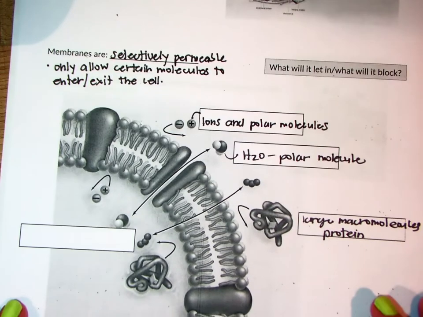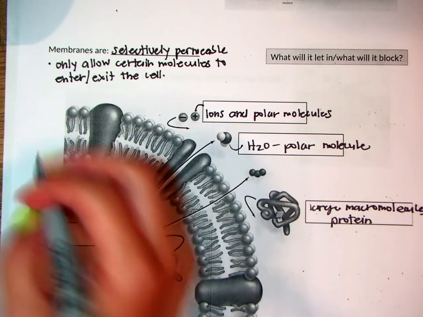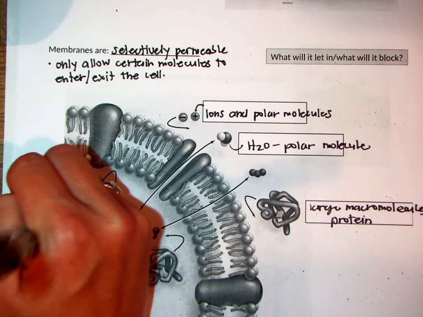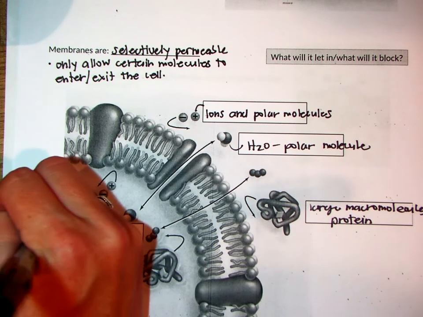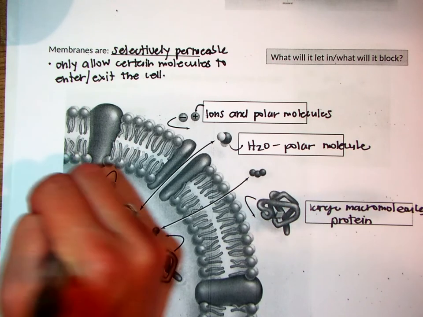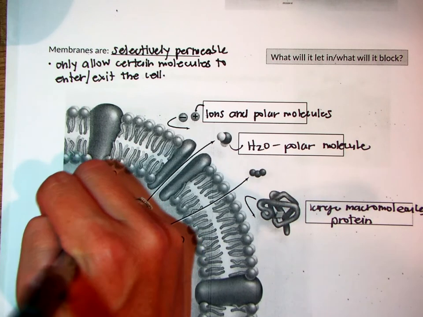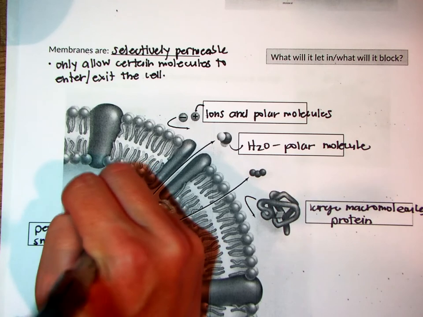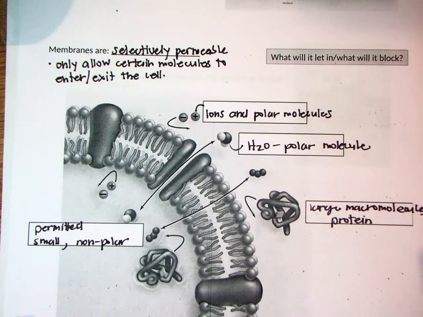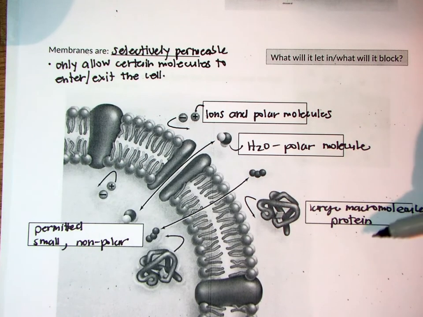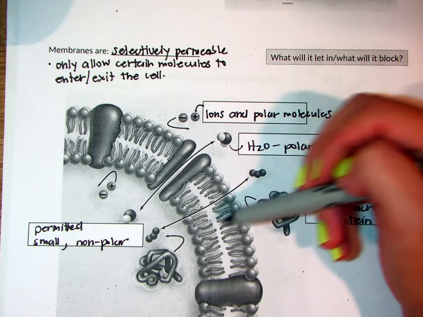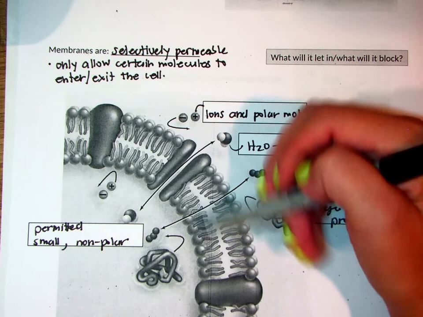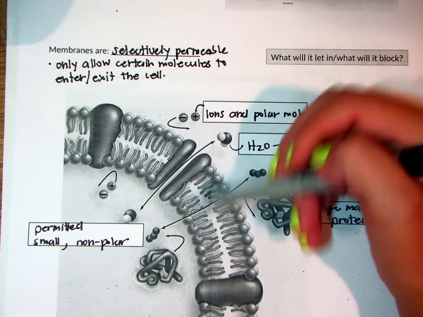But things that the cell will allow to come in and out through diffusion are things that are small, nonpolar. So basically the opposite of these, we want it to be small so it can fit through. We don't want it to have a charge because these hydrophobic tails don't like that.